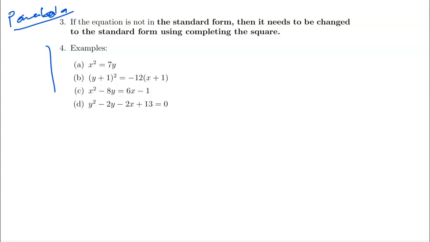All right, so first one is if the equation is not in standard form, then it needs to be changed into standard form. That's the key part, right? And then how do you do this one? By using completing the square. If you are not sure about completing the square, I have done a video just before this one, right? So x squared equal to 4y.